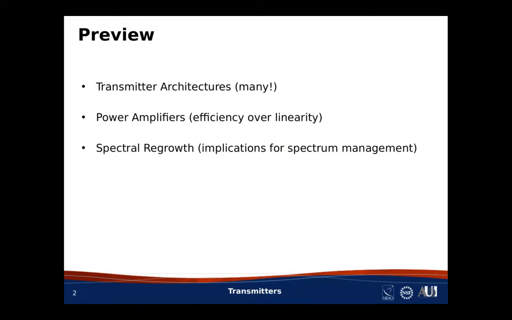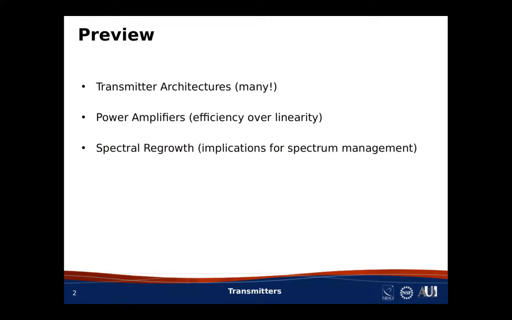Next, we'll talk about one of the most important things to know about transmitters, and that is the concept of a power amplifier. When we refer to something as a power amplifier, we are referring to something that has been designed to produce a specified amount of power at a specified efficiency. Power amplifiers are quite different from the linear amplifiers that are used elsewhere in a radio link, and I'll explain that.